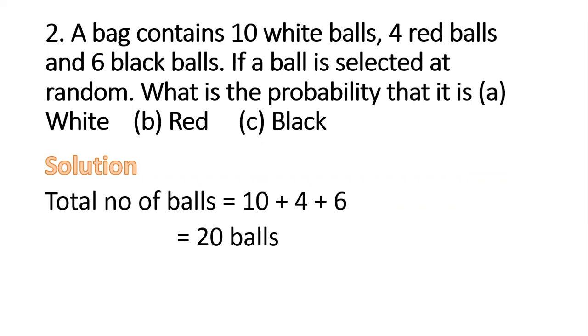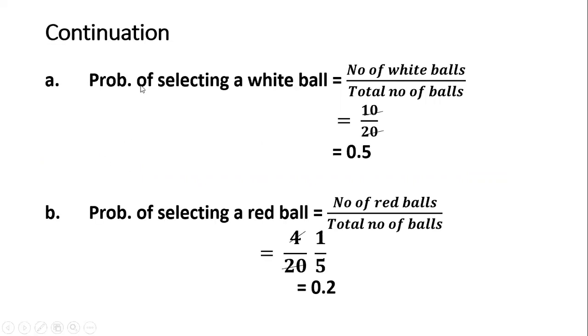So we now begin to pick each of those balls. The probability of selecting a white ball is what? The number of possible outcomes, which is the number of white balls, over the total number of balls involved, which is 20. So that will give us 10 divided by 20. 10 divided by 20 is half, 0.5.